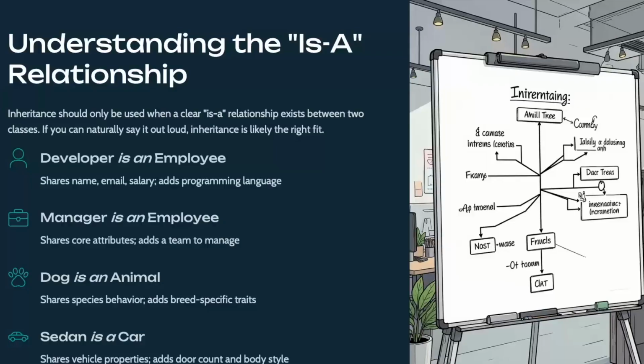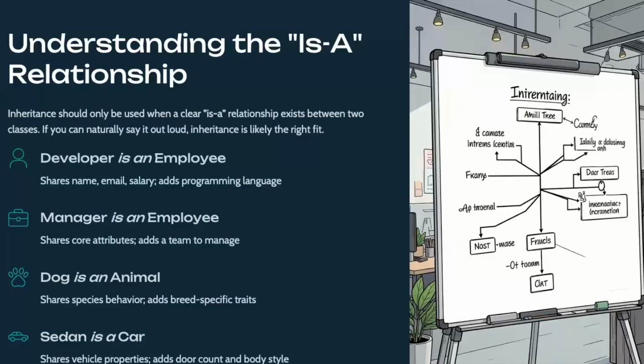When deciding whether inheritance should be used, experienced engineers and developers often ask one simple question: does an is-a relationship exist? For example, a developer is an employee. A manager is an employee. An admin user is a user account. These are valid inheritance relationships. Now consider this example. A user account has a password. That is not an is-a relationship. A user account is not a password. That is a has-a relationship.